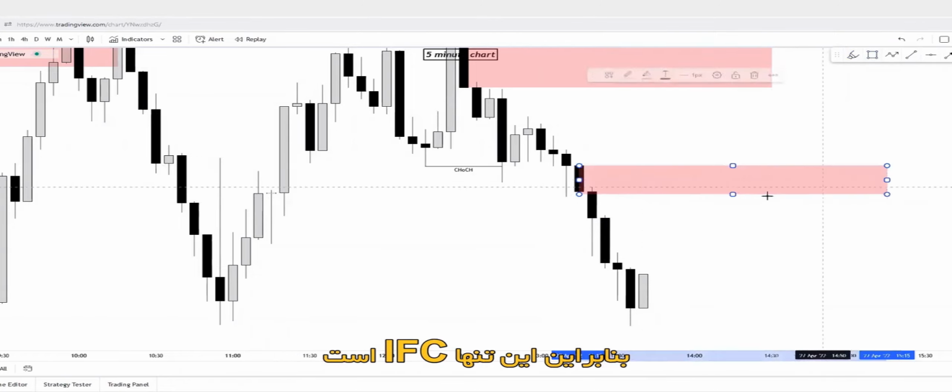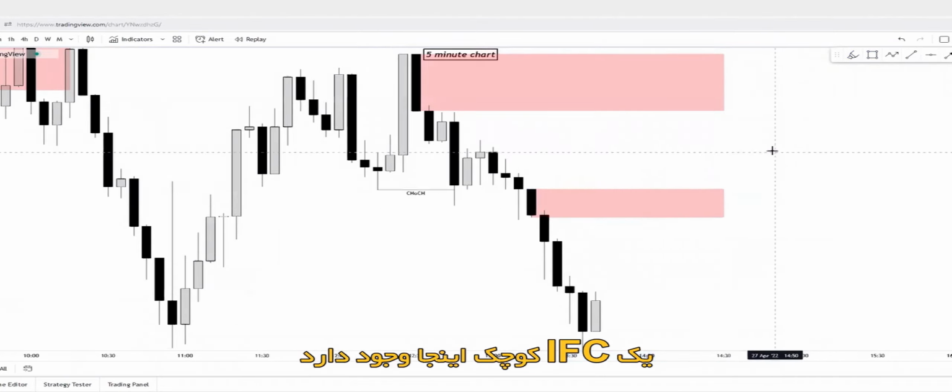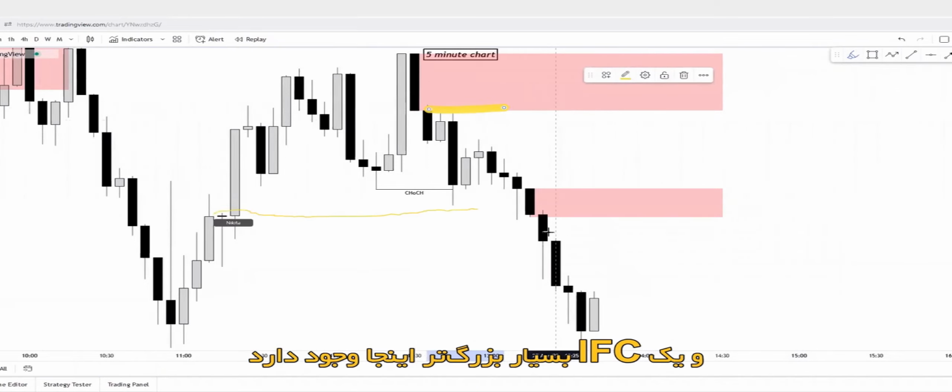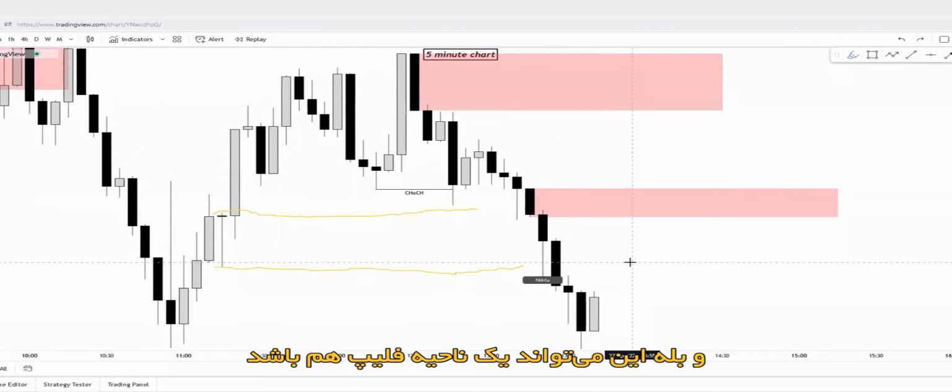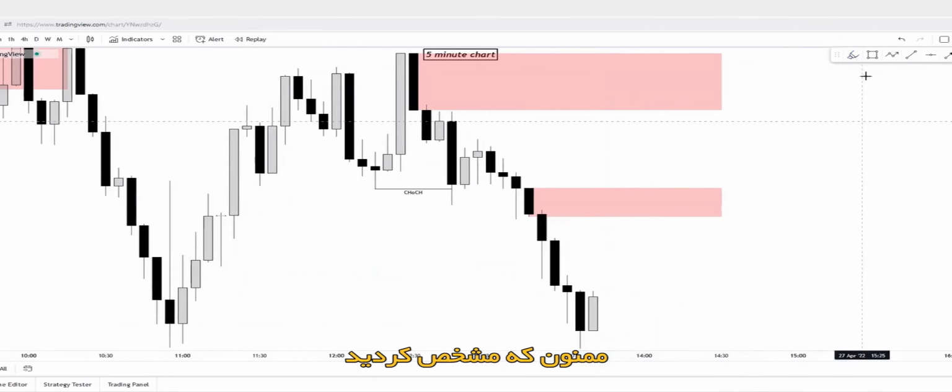So there's only the inefficiency. Little inefficiency can be found right here, and much inefficiency can be found right here. And yeah, that could also be a flip zone. Thank you for marking it out.